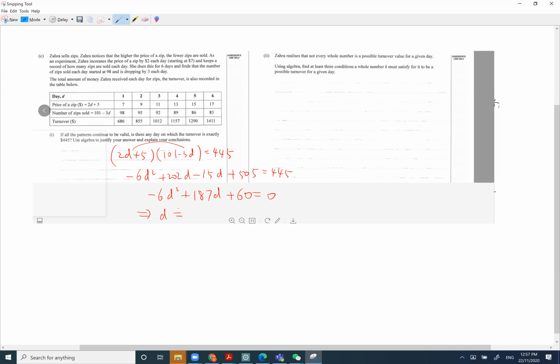187. If you solve, you use the formula or any way, or calculator. B squared minus 4AC over 2A. You can just use your calculator. What's the D value from your calculator? You got the equation; your calculator has a manual equation-solving mode for quadratics.